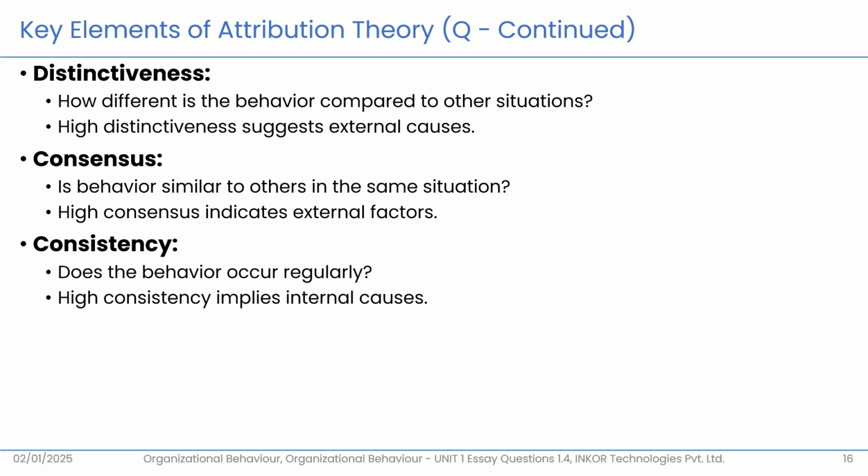Attribution theory evaluates causes of behavior using distinctiveness, consensus, and consistency. For instance, if an employee performs poorly in one task but excels in others, it may be due to external factors. However, consistently poor performance suggests internal traits like lack of skill or motivation.